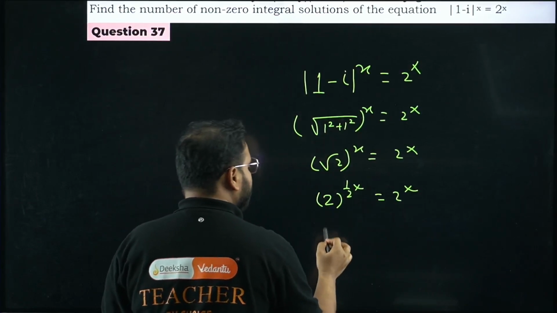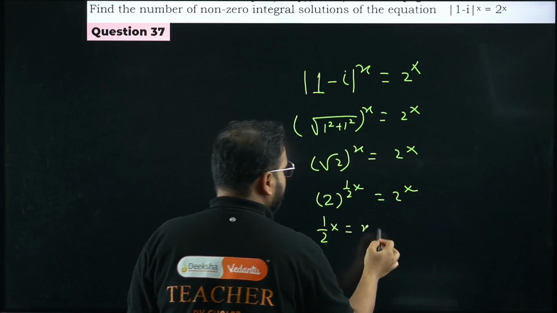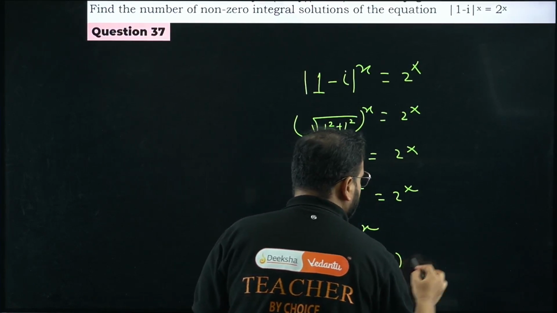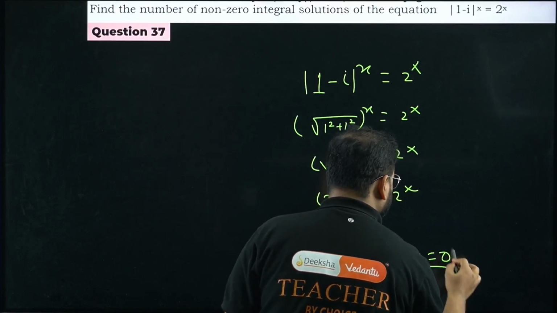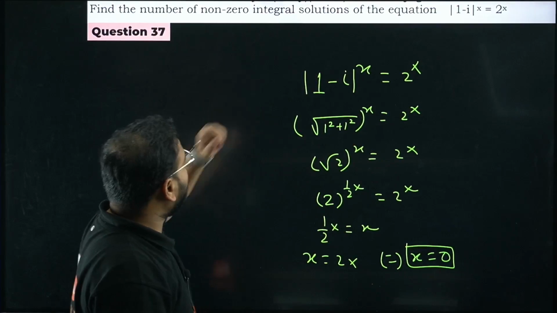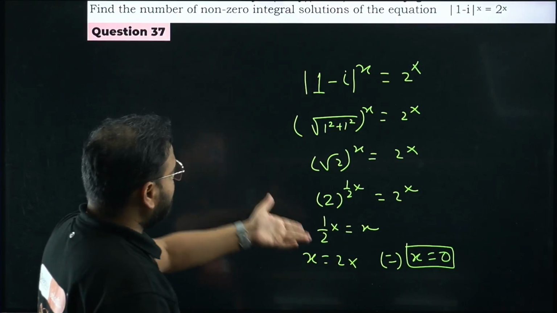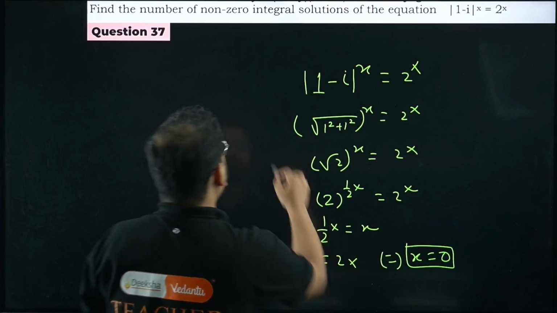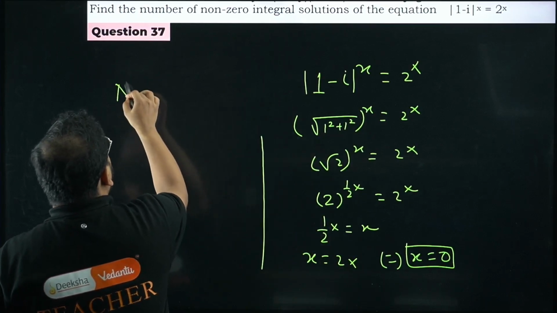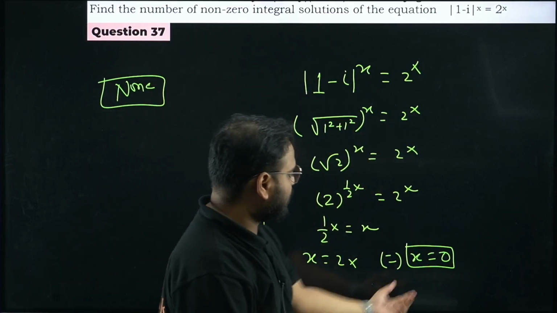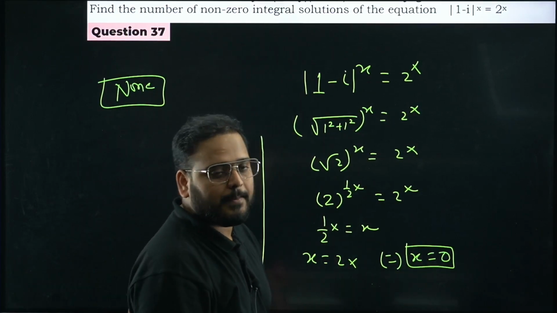Base is common, it means 1 by 2 x equals x. Over here I get x equals 2x. It means, sir, x is equal to 0. Okay, I have only one integral solution. No, they're asking to find the number of non-zero integral solutions. So no, the answer is no. We are asking for non-zero integral, right? The answer is none. What is the answer? None, sir. Non-zero, right? There is no non-zero. Only one is there. So 0. Okay, please check.